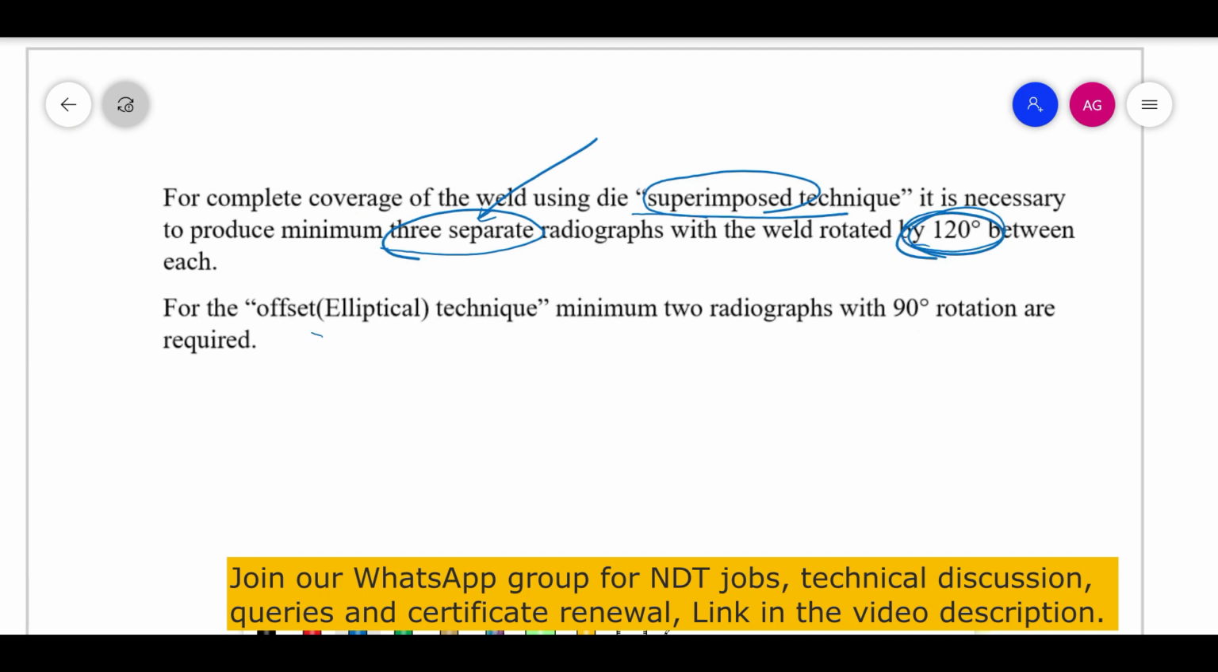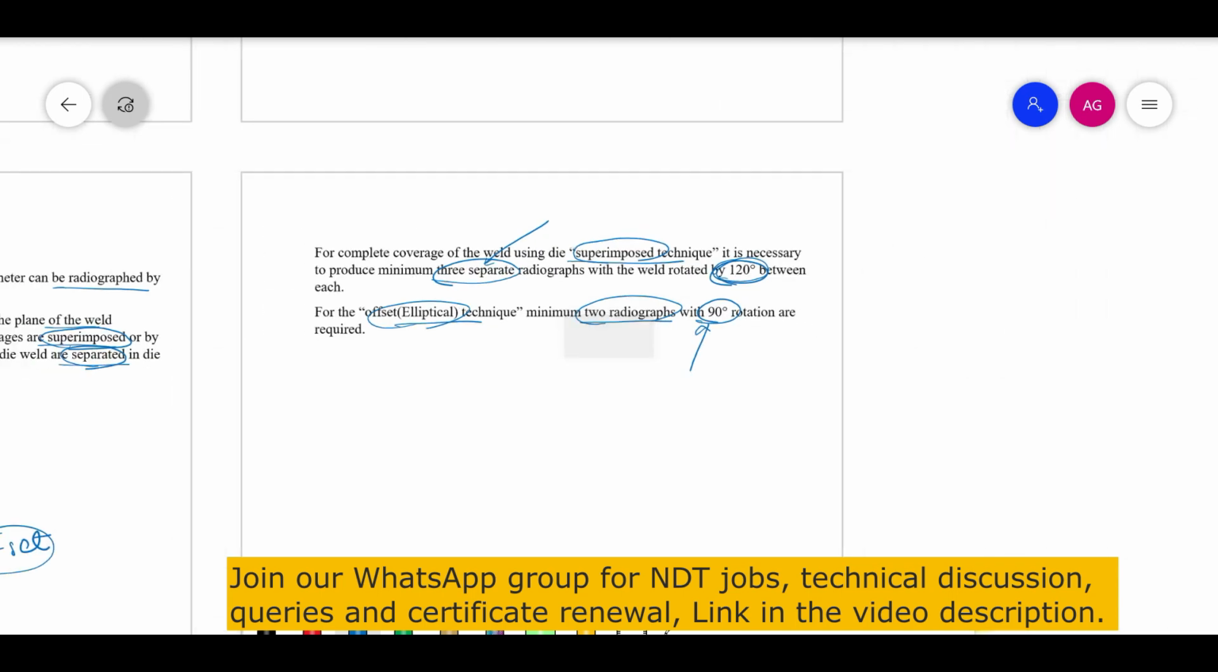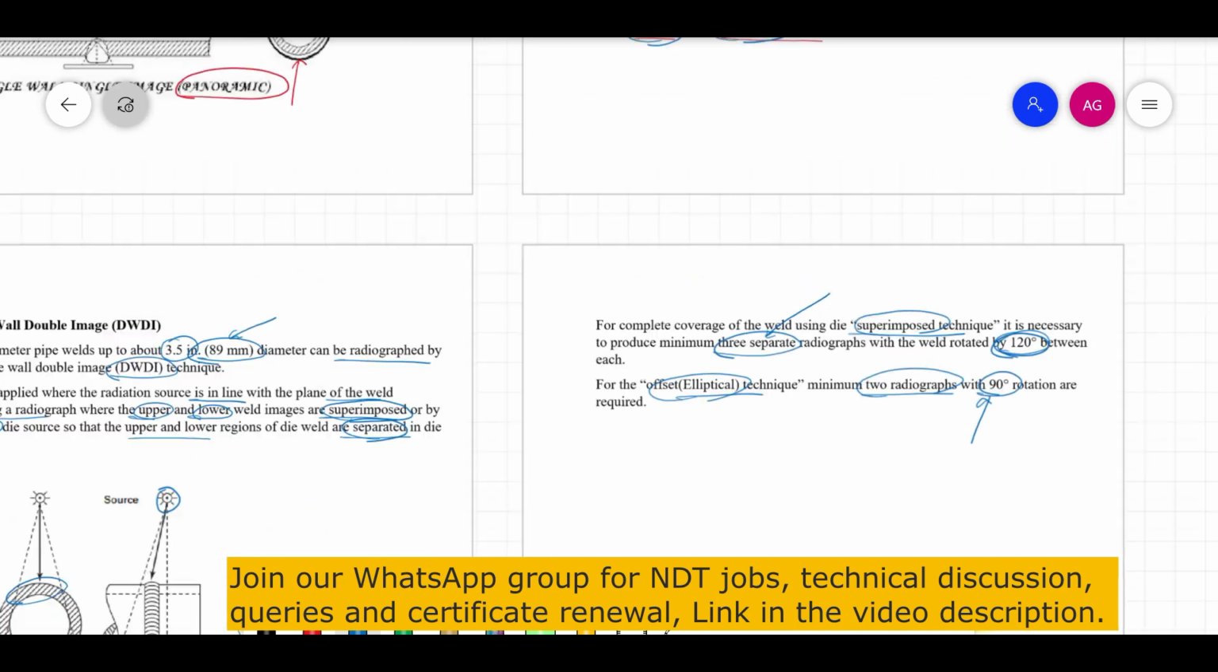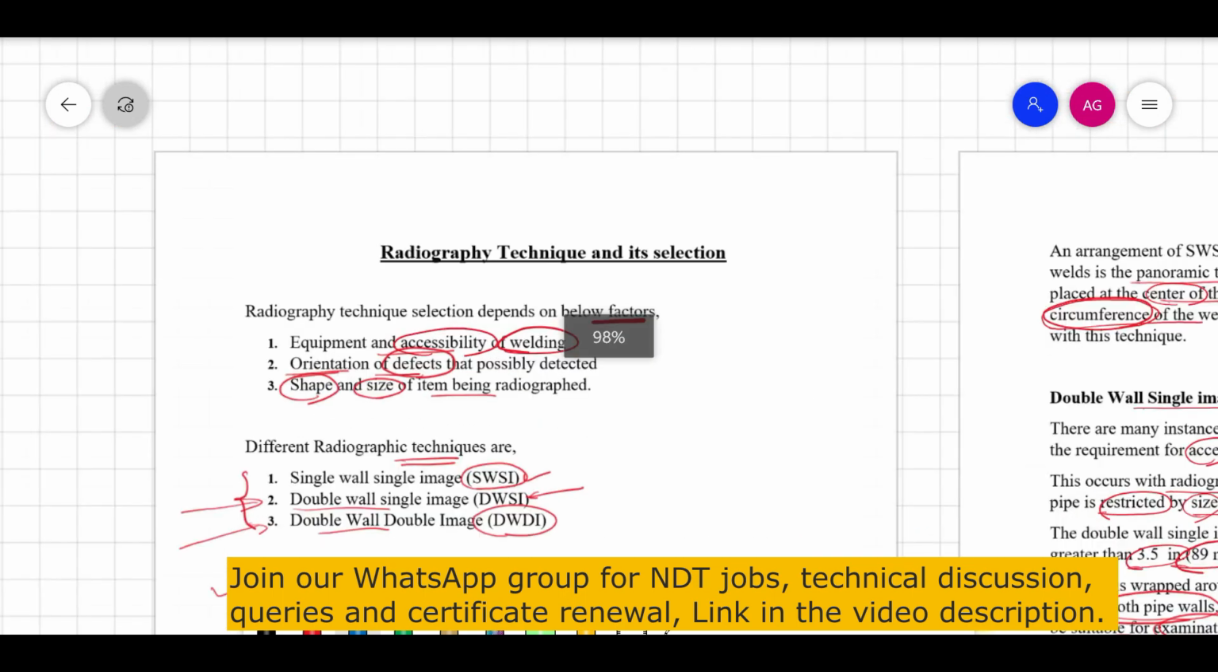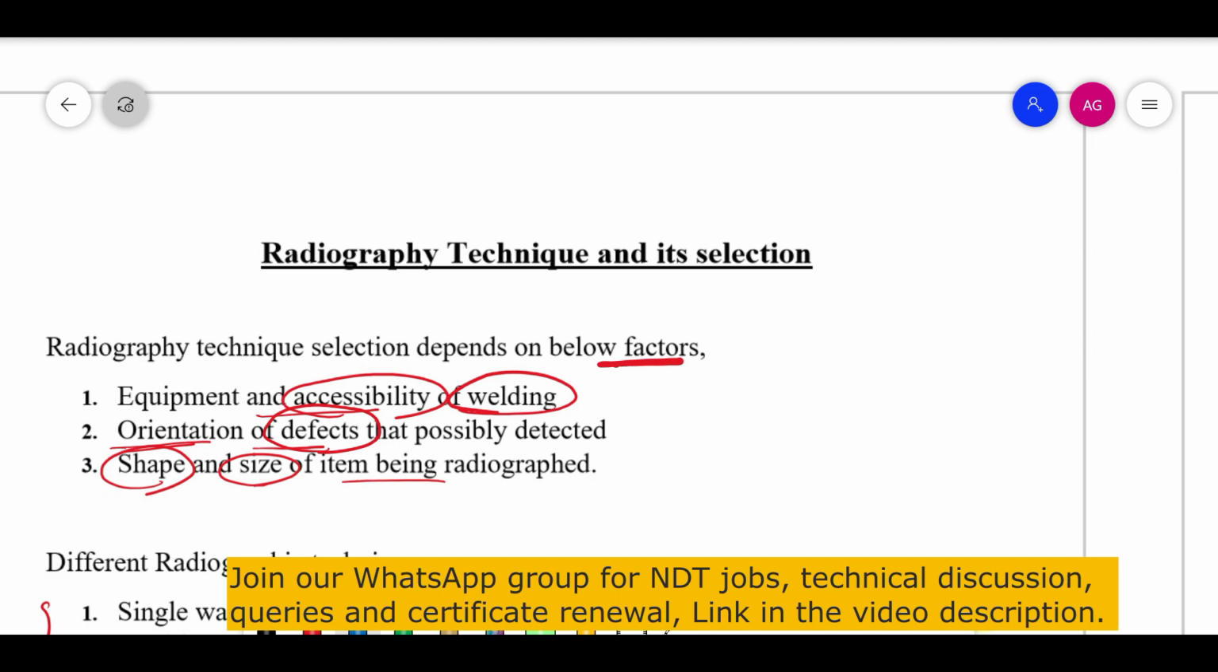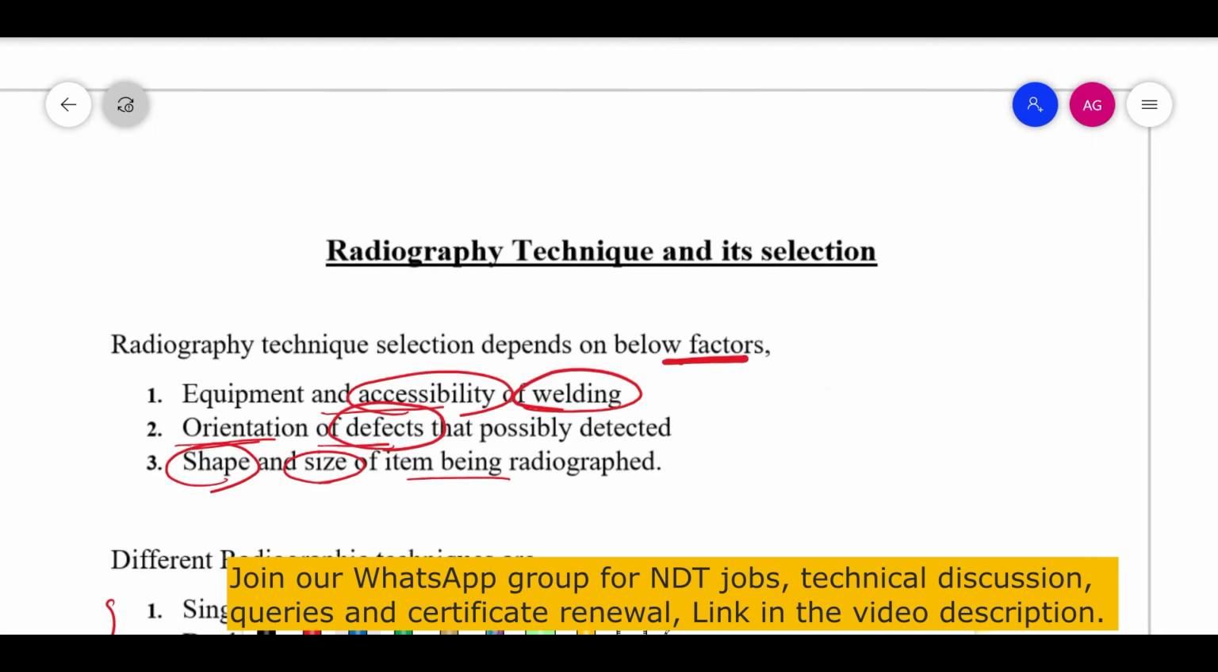For the offset or elliptical technique, a minimum of 2 radiographs with 90 degree rotation are required. So in the case of the offset or elliptical technique, a minimum of 2 exposures should be made, and a rotation of 90 degrees is required. So these different techniques are used in radiography. If you have any doubt in this, you can ask me in the comment section. Okay, thank you.